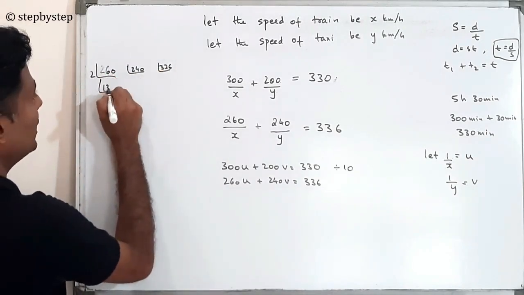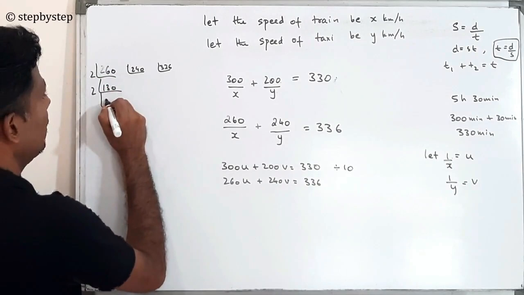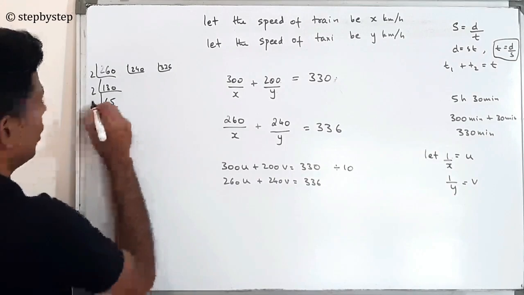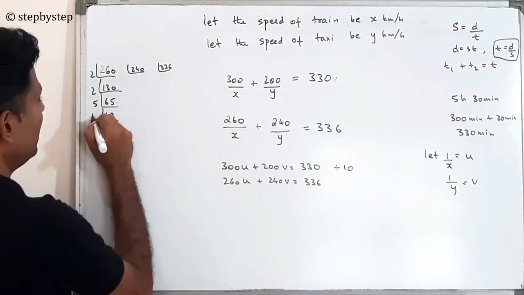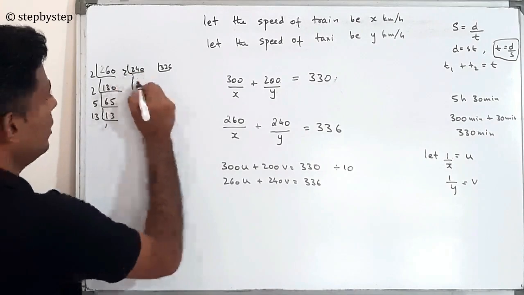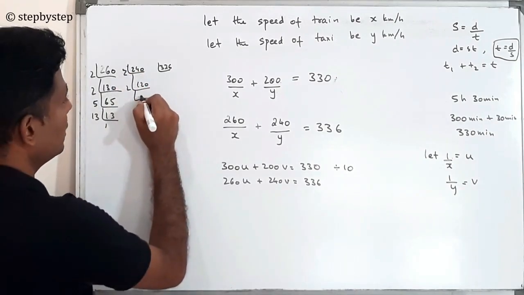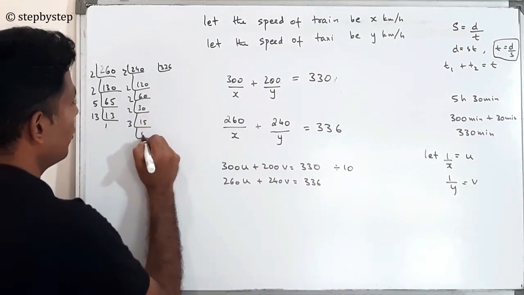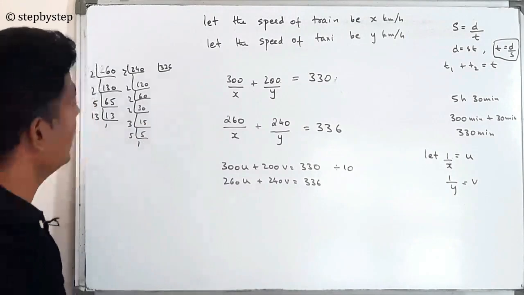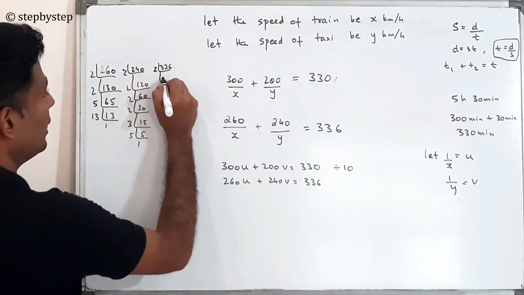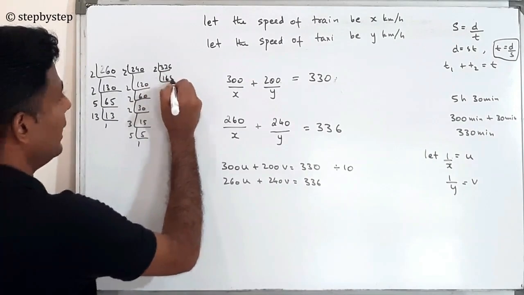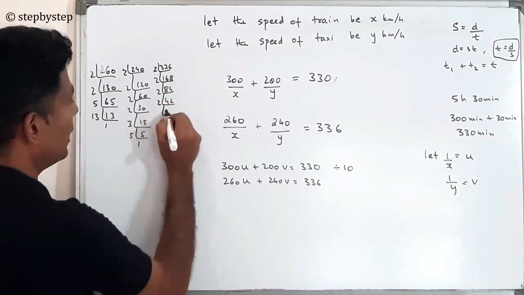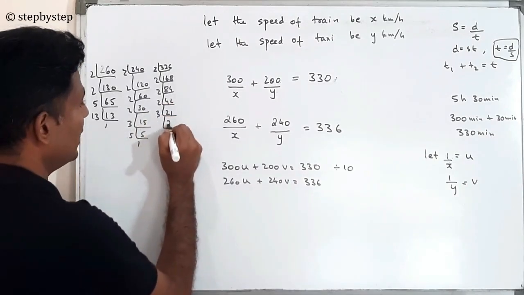2s are 130, 2s are 65, 3 it will not go, so 5, 13s are 13, 1. Here 2s are 120, 2s are 60, 2s are 30, 2s are 15, 3s are 5, 5s are 1, right? Here 2s are 168, 2s are 84, 2s are 42, 2s are 21, 3s are 7, 7, 1.